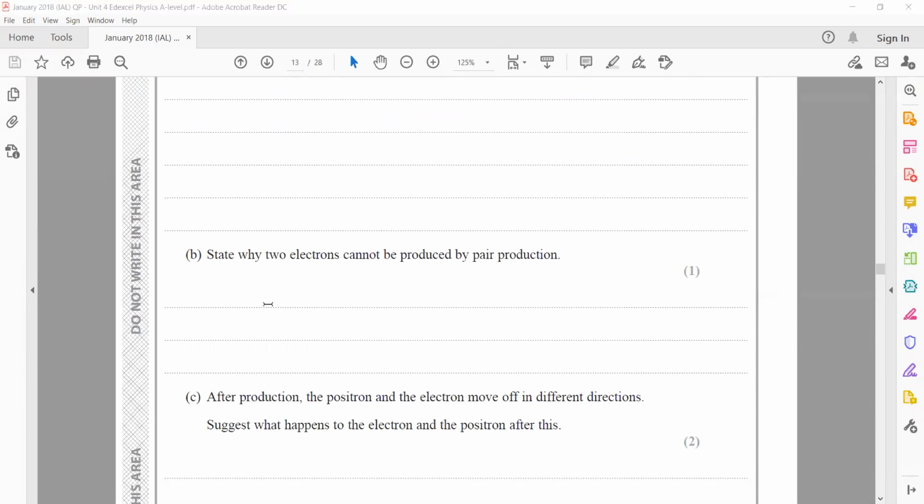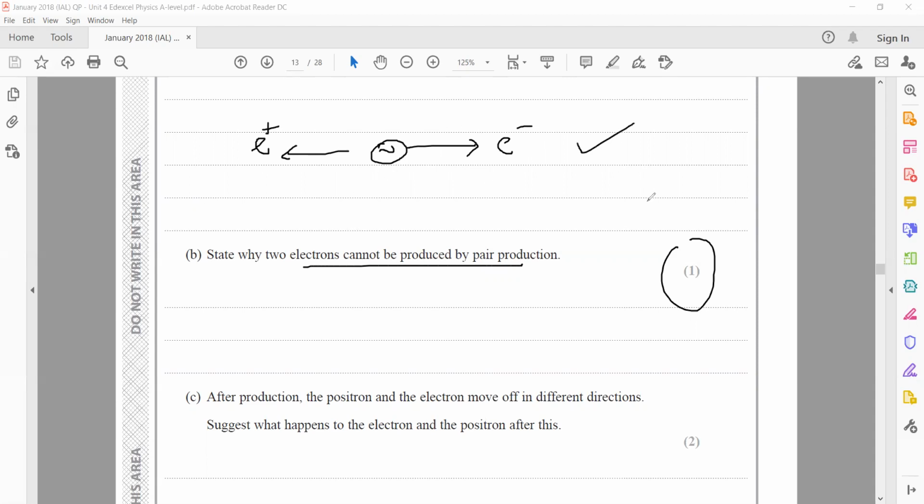Then for the second part: state why two electrons cannot be produced in a pair production. What might be the reason for 1 mark? A photon is generating an electron and a positron. Why is it not producing two positrons, or two electrons? This is what is happening, but the question is why it should not produce two electrons.